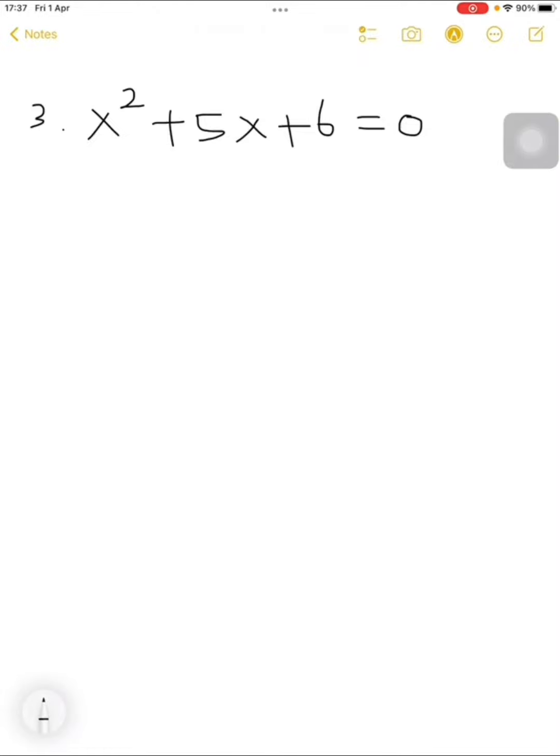And step number 2 is to make sure that on our left-hand side we can only see the things which have x. The others go to the other side. So we have to take the 6 constant to the other side. And then we'll have x squared plus 5x is equals to minus 6. Why is it a minus? Because it had to cross over the equal sign. So the positive sign changes to minus.